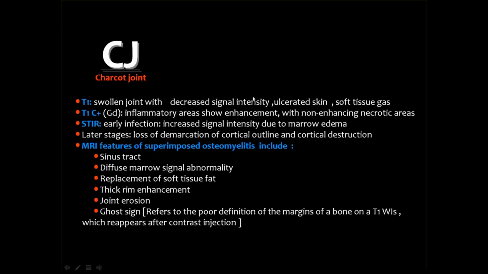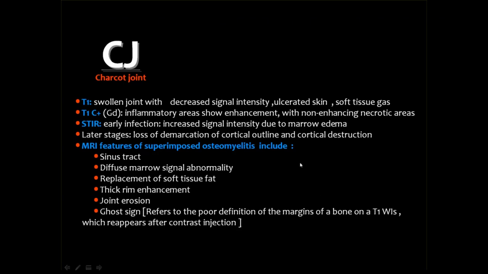On MRI, the T1 weighted image will show low signal intensity, ulcerated skin, some soft tissue gases, and soft tissue swellings. If you inject contrast material, most of the areas will enhance, apart from the areas of necrosis and pus collections. Then in the STIR image, you may see bone marrow edema and soft tissue edema as well. Later stages will lead to loss of demarcation of the cortical bone and cortical destructions.